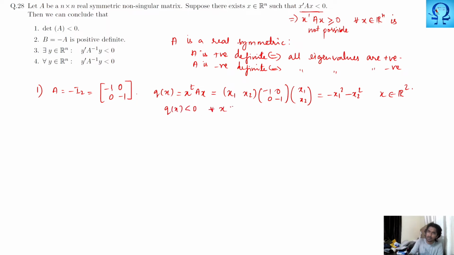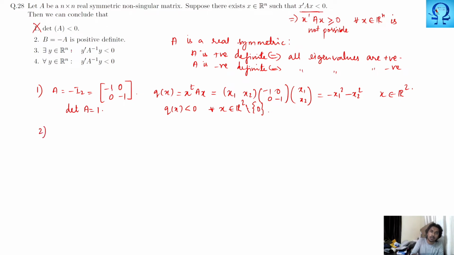Negative for all x in R2, okay, if it is not 0. For 0 we will get this quadratic form equal to 0, but for all other x we get this one. But what is the determinant? In order to satisfy the hypothesis of the question, at least for one x this has to be true, but we have plenty of x such that this is true, and the determinant of this matrix is 1, which is not negative, so option 1 is discarded.